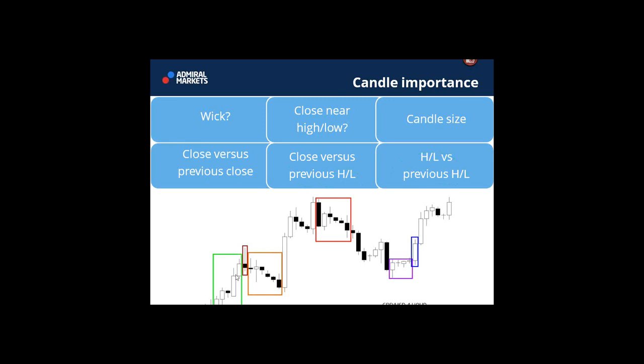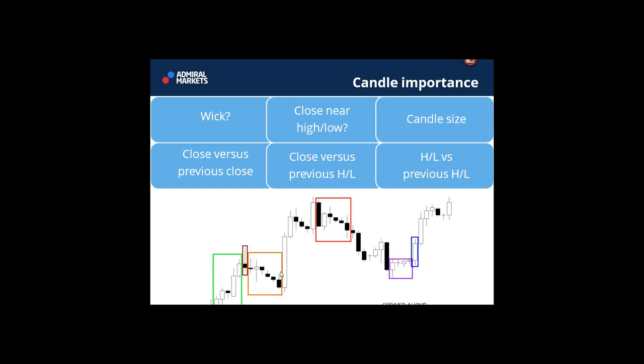Look at the green box here. All right. You can see this is the pound dollar four hour chart. Look at the close of this candle versus the close of the previous candle. You see the close is higher than the previous close. You see that the close is higher than the previous high. And you see that the high is higher than the previous high. So you see basically an uptrend in candles, very simply said. Of course, with the dark red box, that is not true. And that's a classical pin bar.